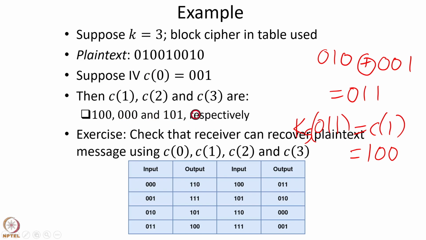A simple exercise is to check that the receiver can recover the plaintext message using the ciphertext blocks and the IV. So you can use the decryption process described on a previous slide to check that the receiver can recover the plaintext. So the cipher block chaining is an efficient method under which identical blocks of plaintext map to different blocks of ciphertext with a high probability.